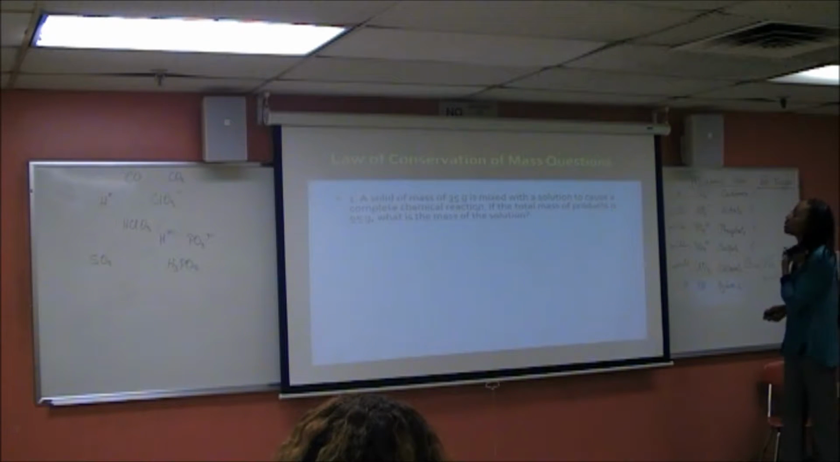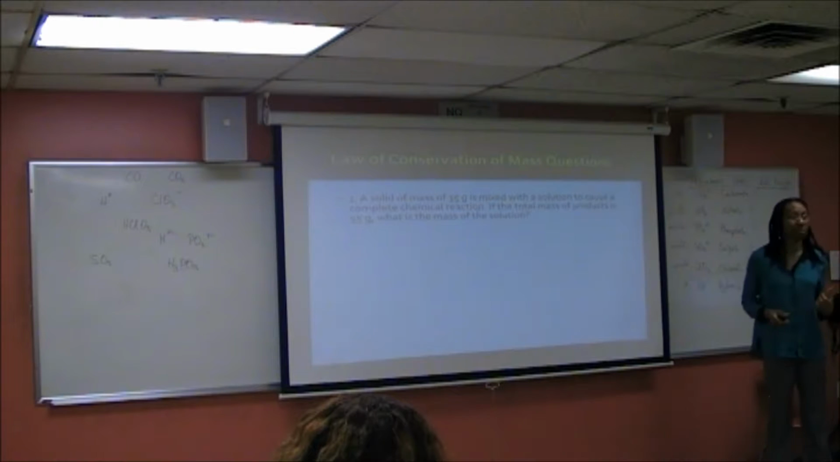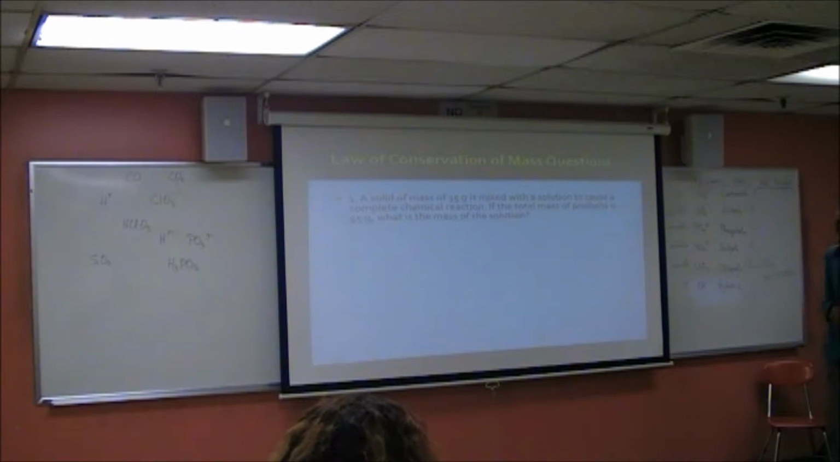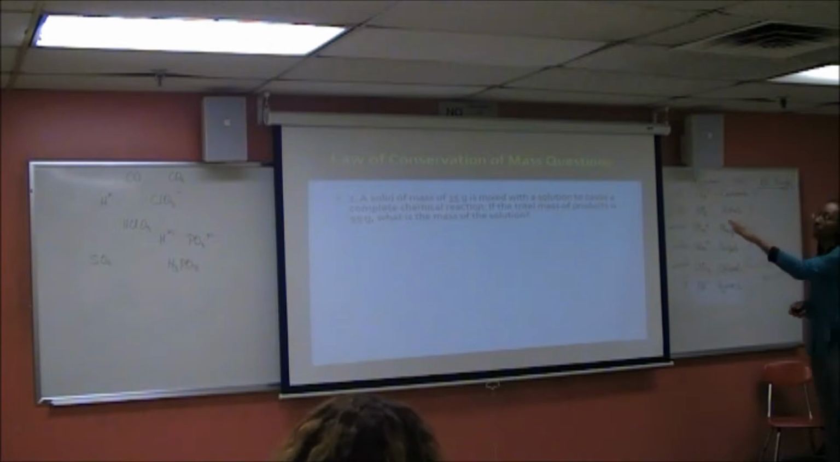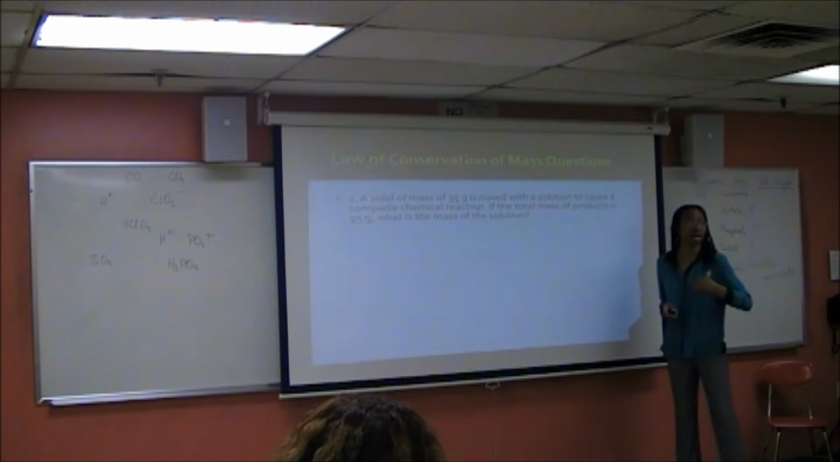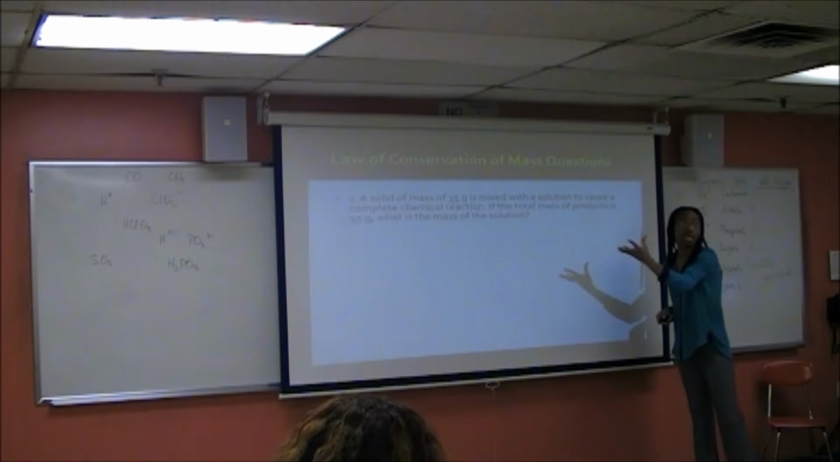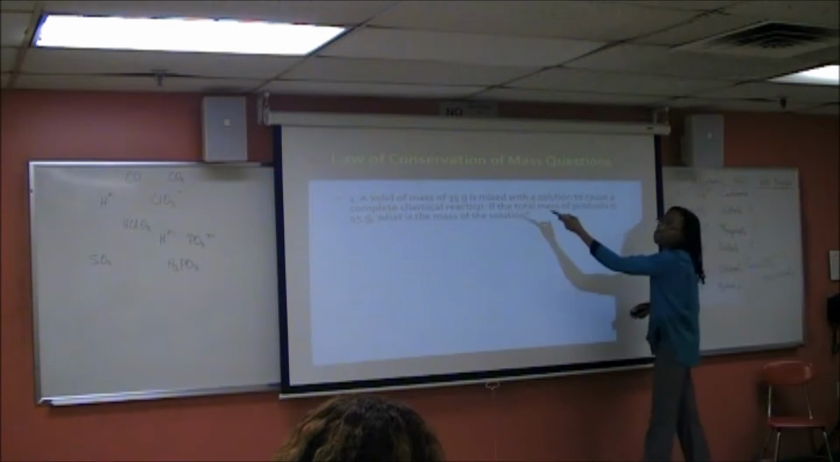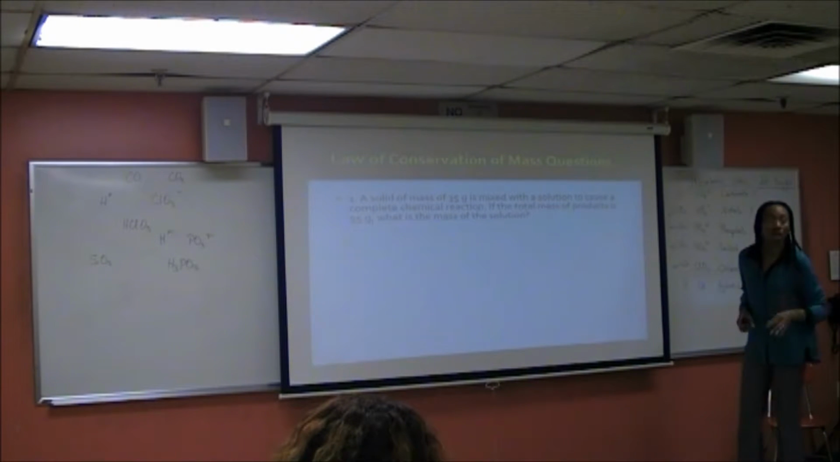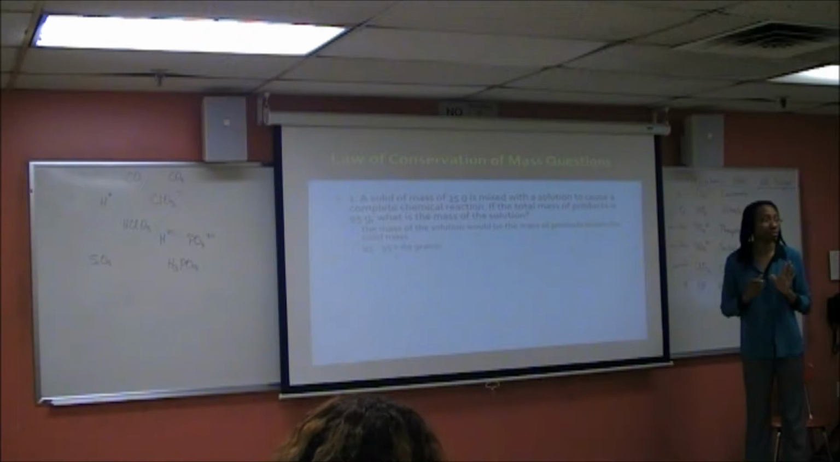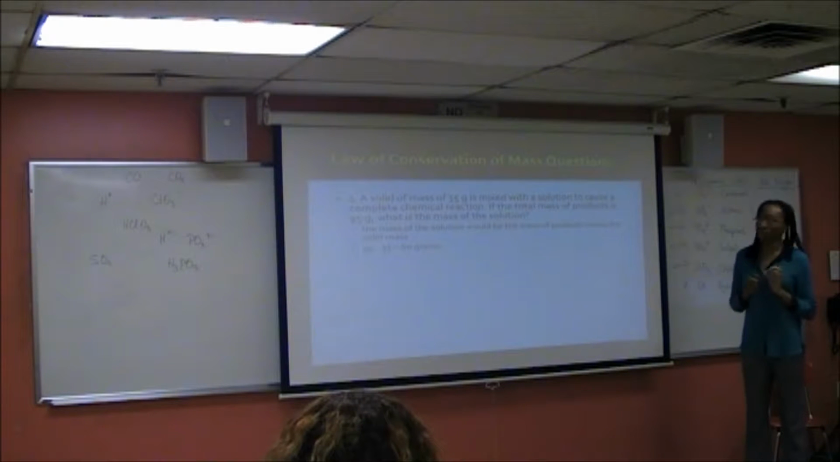If the total mass of product is 95 grams, what is the mass of the solution? 60 grams. Where do you get that from? I subtracted 35 from 95, which is the mass of the solid. Very good. So Vishaka figured out that if your product is 95 grams, your reactants need to be 95 grams as well. Given that you have 35 grams of solid mass, the remainder needs to be solution, which would be 60 grams. Did we get that? Yep. All right. Next one.